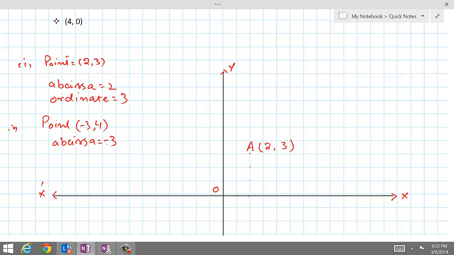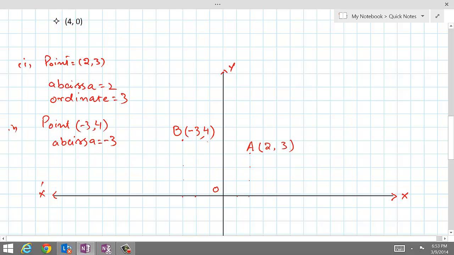3 units. So minus 1, minus 2, minus 3 here, and then plus 4 means that move up by how many units? 4 units. So 1, 2, 3, 4. This is the destination, and the name of the point can be arbitrarily chosen. Let's call it point B, but it's always a capital letter, with coordinates minus 3 and 4.